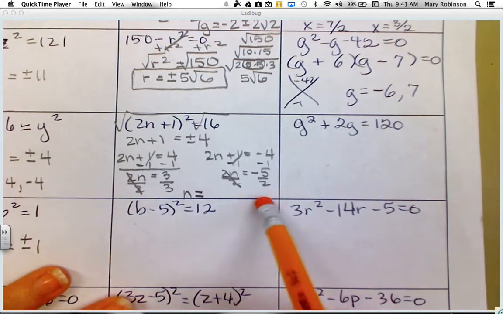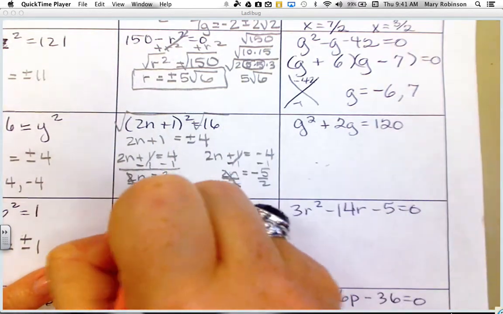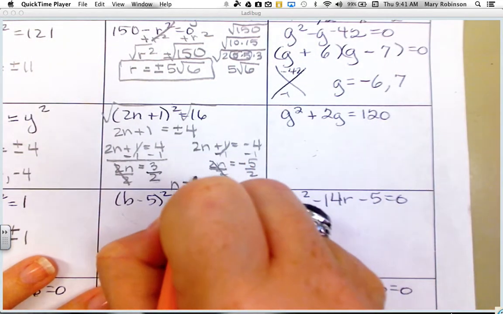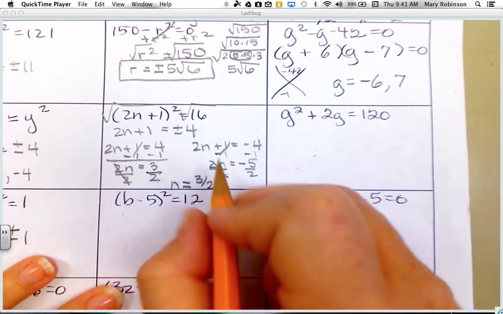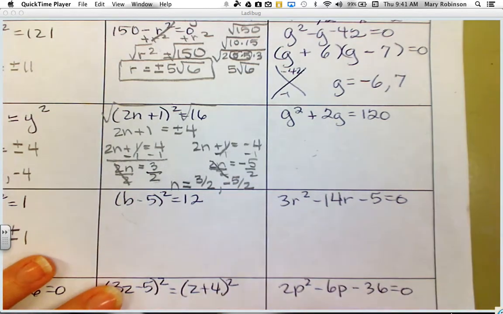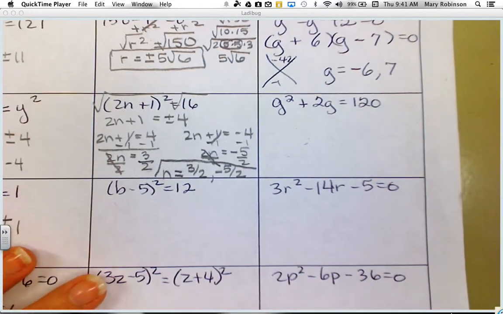So after solving each of those, and I don't know why I did divide by 3 right there. That should have been 2. Sorry. Our two solutions would be 3 halves and negative 5 halves. 3 halves and negative 5 halves.